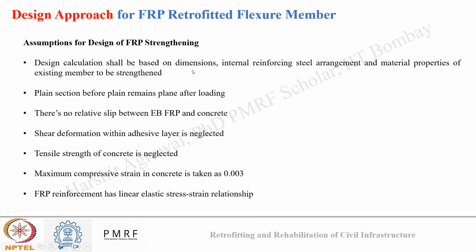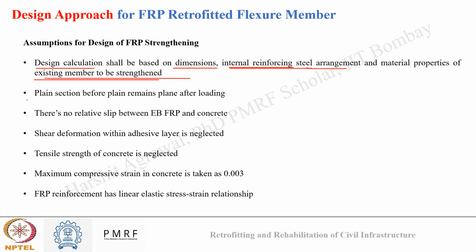Okay. Now, before going into flexure design or understanding how we design an FRP section for flexure, let's look at different assumptions that we should consider before designing. So, assumptions for design of FRP strengthening are: design calculations should be made based on dimension, internal reinforcing steel arrangement, and material properties. So when we are designing an FRP retrofitted flexure member, we should consider the dimension, the internal reinforcing steel arrangement, and the material properties of the existing member that needs to be strengthened.